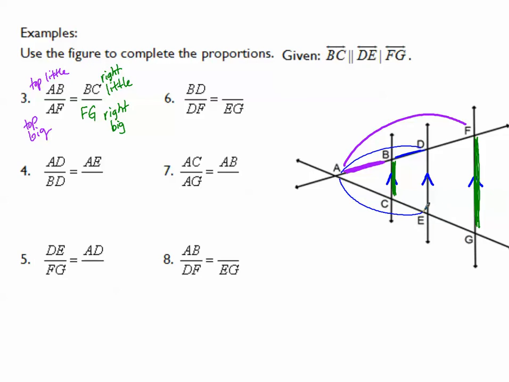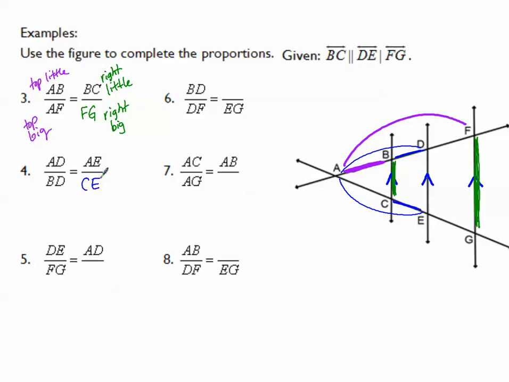AE, and then what? So we started on the top, larger piece to smaller piece, and then went to the bottom. Larger piece, follow it with smaller piece. We go big to small, we stay in the corresponding order, big to small. So CE fills in that blank.